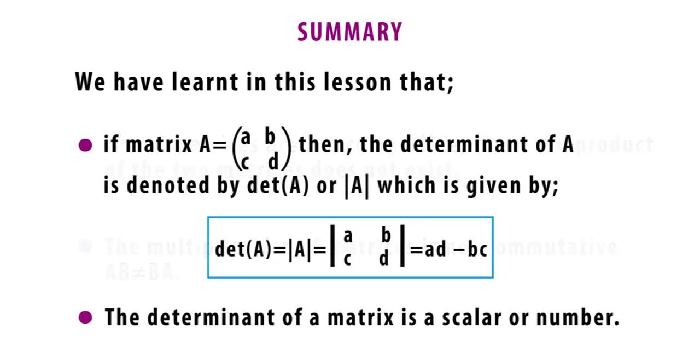That if matrix A is equal to a, b, c, d, then the determinant of A is denoted by det A, which can also be written as |A|, which is given by ad minus bc. Also, the determinant of a matrix is always a scalar or a number.